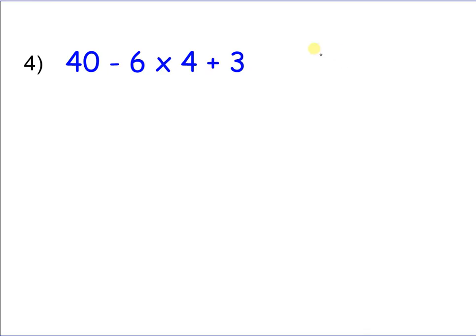Okay. Next one, I'm going to write my PEMDAS up here. Alright, at first glance, I have no parentheses. I also have no exponents, so 2 steps taken care of. I do have some multiplication in there, so I do multiplication and division in order from left to right. So 6 times 4 is 24, and I bring down the rest of the problem.